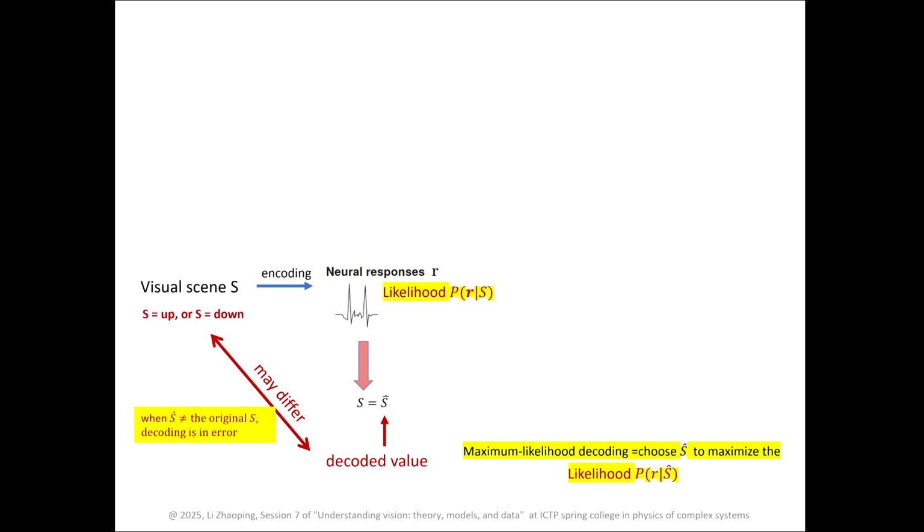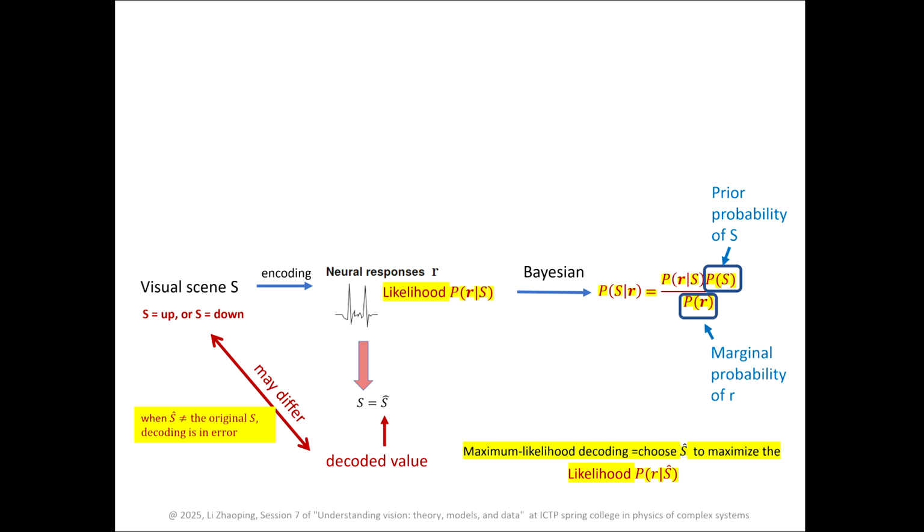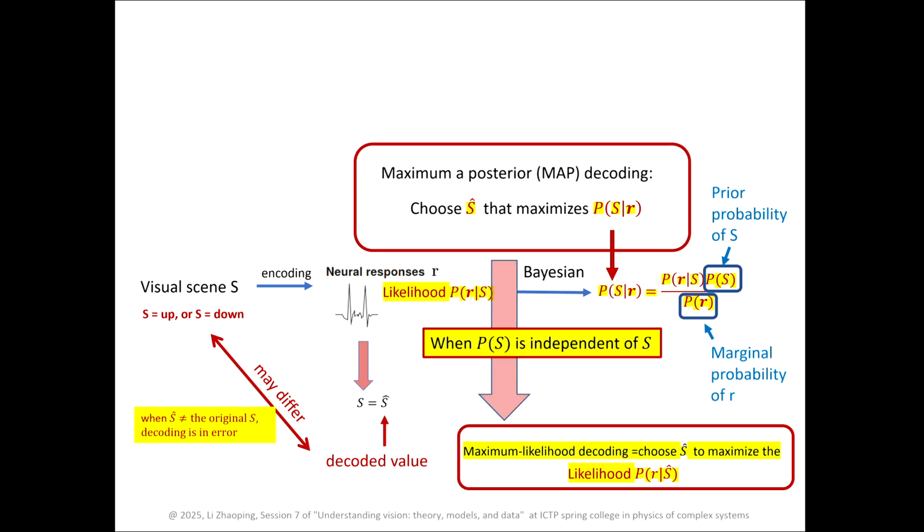From the likelihood function, the conditional probability of seeing feature value S given the neural response R is given by the Bayesian formula as this. Here P(S) is the prior probability of S, and this is the marginal or overall probability of response R. Then a related decoding scheme is to choose S hat so as to maximize this conditional probability of S given R. This decoding scheme is often referred to as Bayesian decoding. Therefore, maximum likelihood decoding is a special case of this scheme when there is no prior bias for any S. And this is the case in our example when the upward motion and downward motion are a priori equally likely to occur in the visual scene.